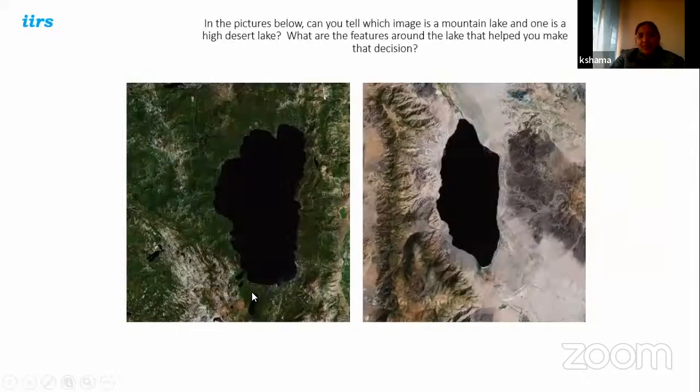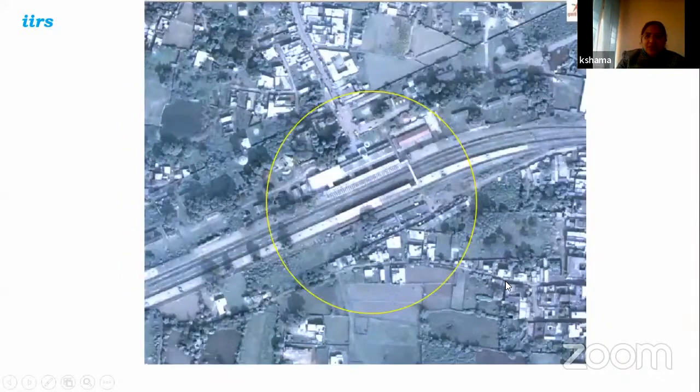Similarly, if you look at this image, there is one lake and another lake, but this lake is a mountainous region lake because you can see a lot of vegetation in the surroundings. But this is the desert lake, and it has a lot of barren rocky area in the surroundings. So all this helps us to identify different features.